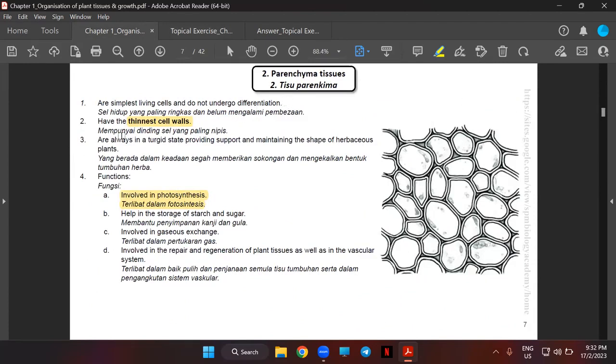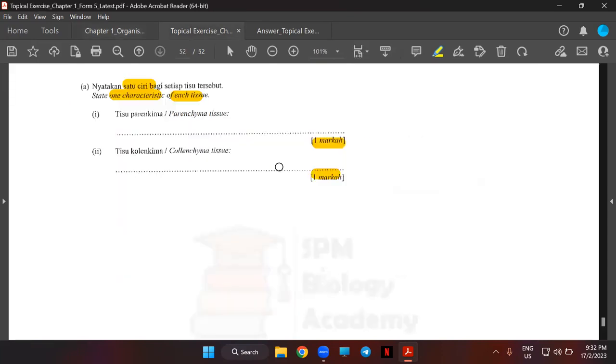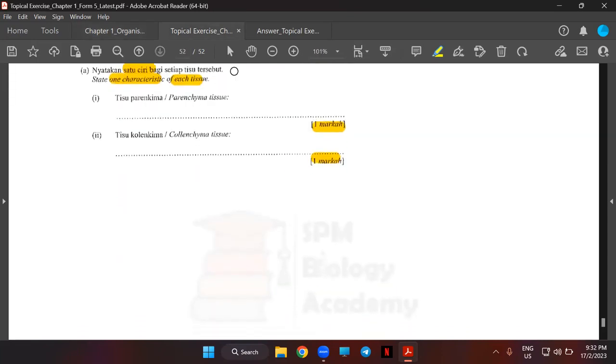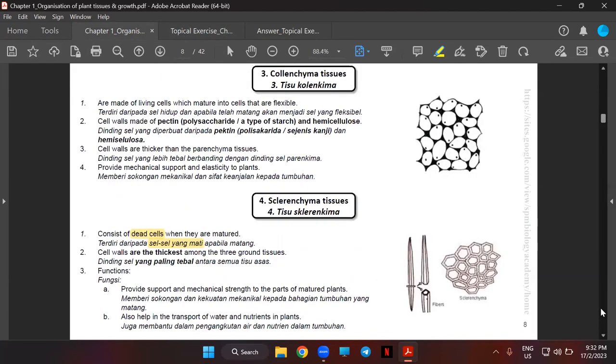For example, have the thinnest cell wall. Mempunyai dinding sel paling nipis. Jawapan yang paling mudah. We take that one. Dan collenchyma tissue bagi tisu collenchyma. Okay, collenchyma.